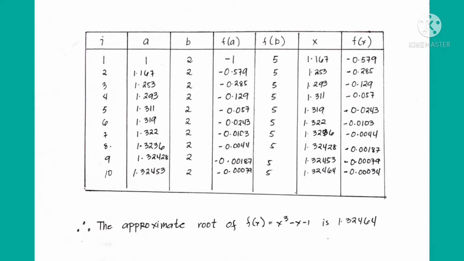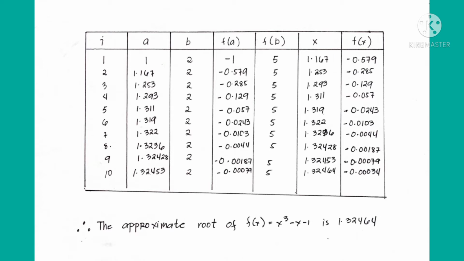So now on the next iteration, our a is the previous x, which is 1.167. The b is equal to 2, and the f of a is the previous f of x, which is 0.579. The f of b is 5, and for the value of x here we're going to use the formula that is being used, that is 1.253. The f of x is 0.285. Since it is negative again, we are going to change the a and the f of a. Let's proceed to the third column.